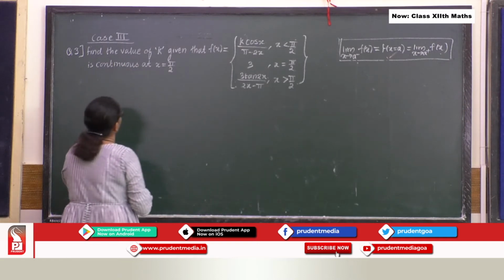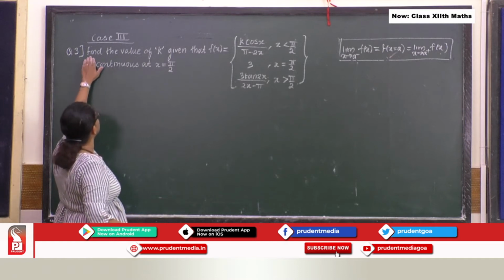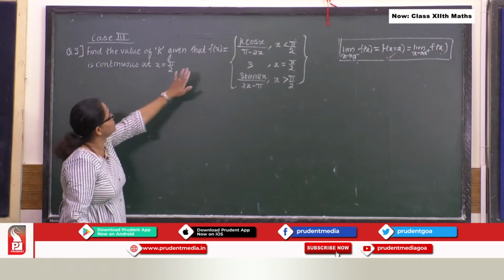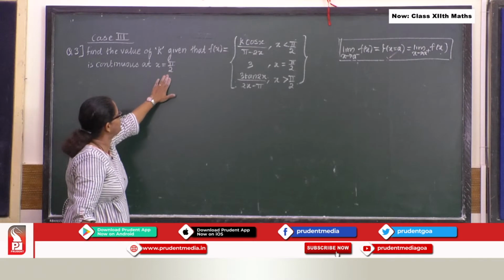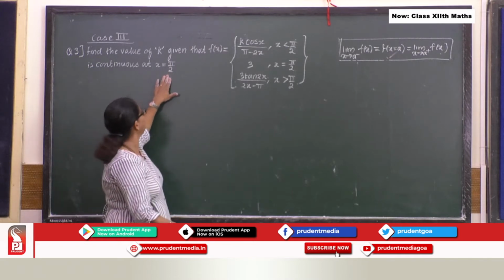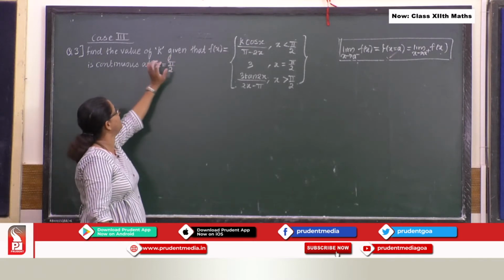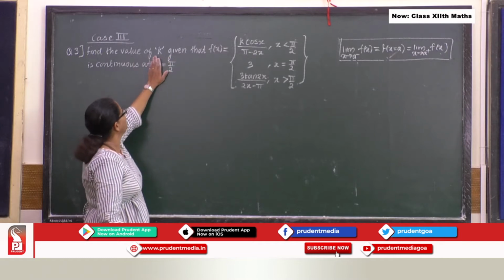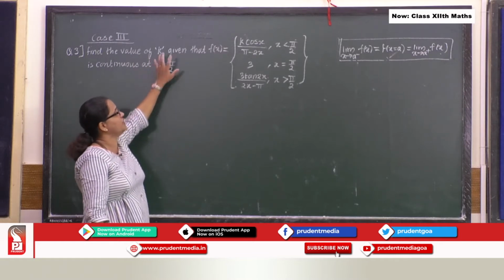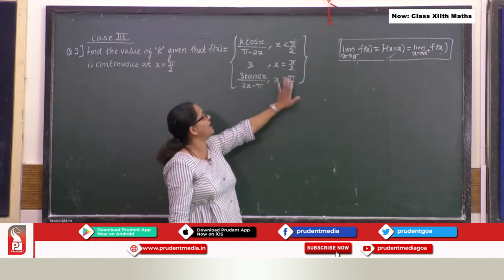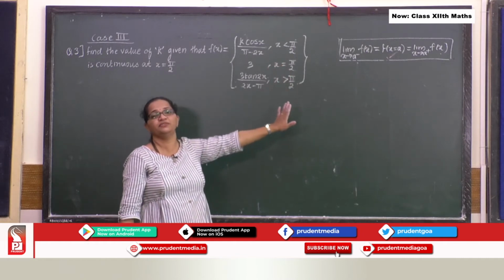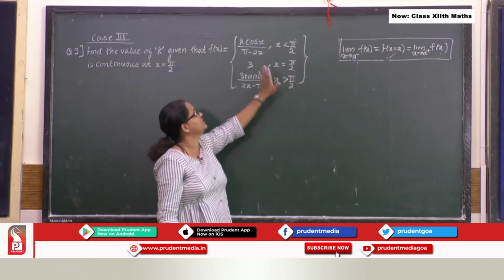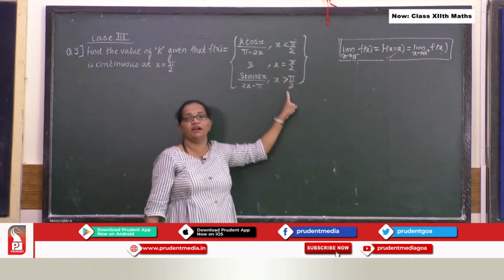Let's look at the problem. What is given to me here? It is told to me here the function is continuous at x equal to pi by 2. Let me repeat once again. Suppose it is given that it is continuous, and the point is not also given, I must understand that I need to discuss continuity, or I can say the given function is continuous at pi by 2.